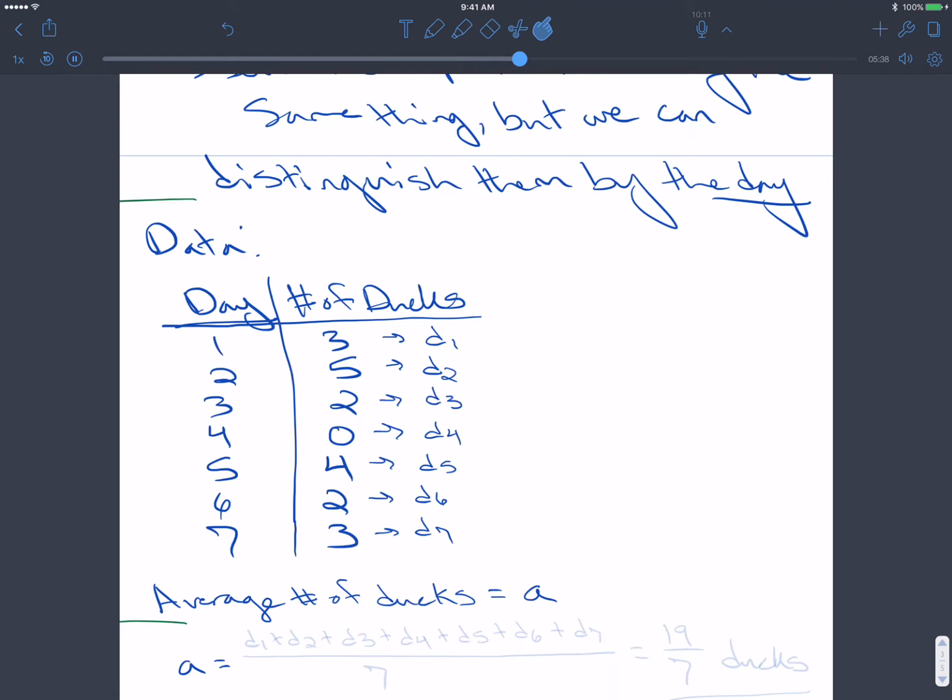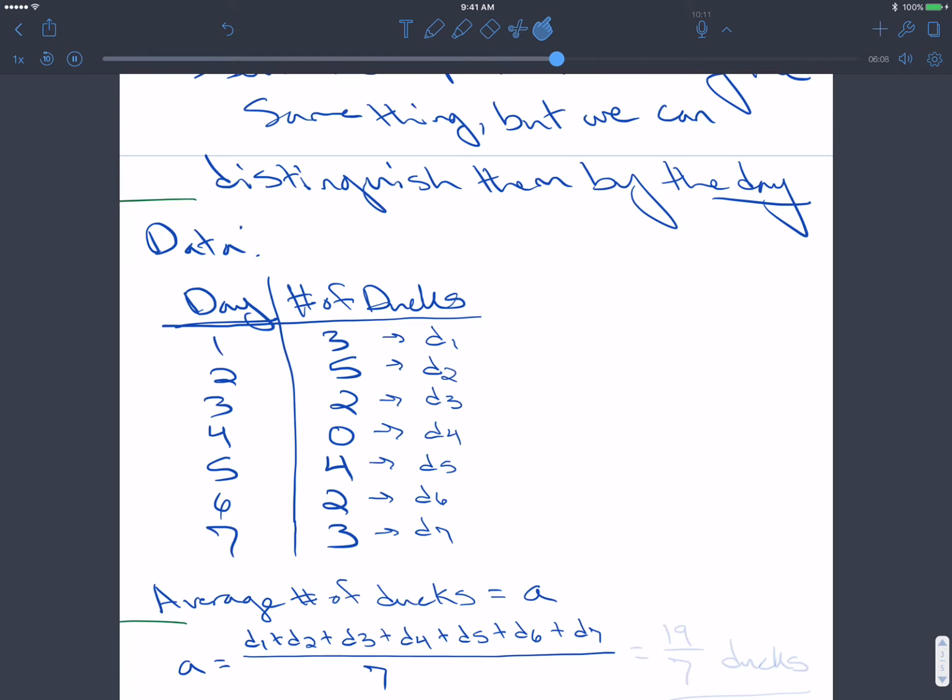2 weeks ago. So I have D1 plus D2 plus D3 plus D4 plus D5 plus D6 plus D7 all over the number of days, which is 1, 2, 3, 4, 5, 6, 7. And this is a formula to determine the average number of ducks over those several days. We can actually compute what that average is because we have the data set, right?